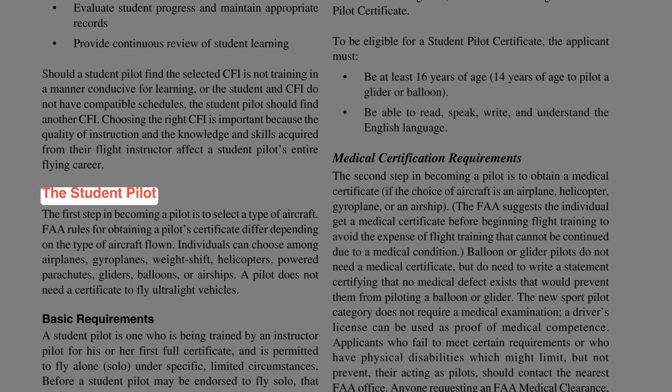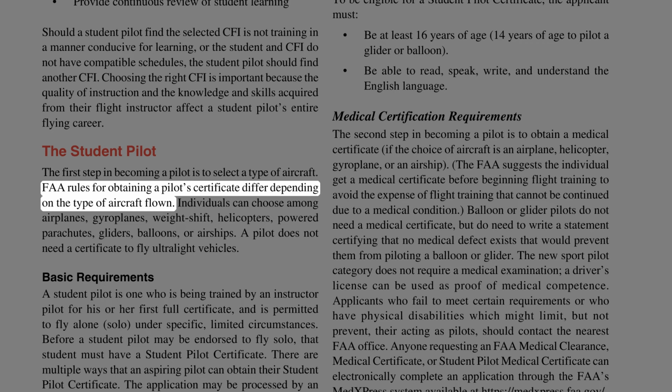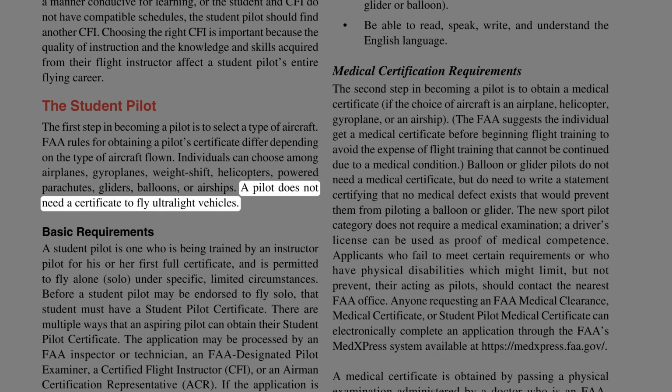The student pilot. The first step in becoming a pilot is to select a type of aircraft. FAA rules for obtaining a pilot's certificate differ depending on the type of aircraft flown. Individuals can choose among airplanes, gyroplanes, weight shift, helicopters, powered parachutes, gliders, balloons, or airships. A pilot does not need a certificate to fly ultralight vehicles.